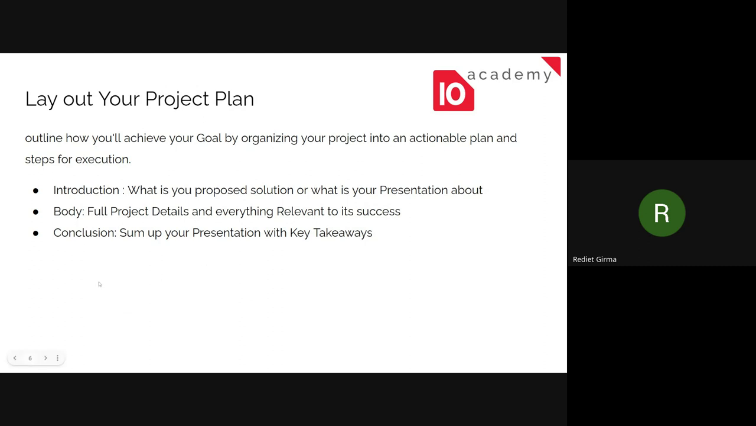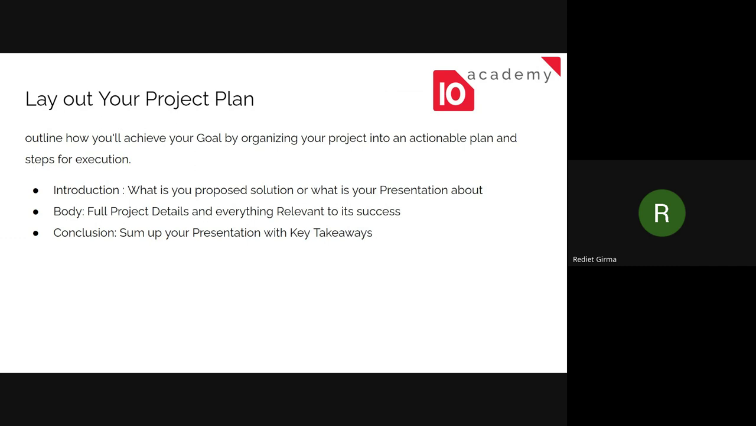Of course, the introduction will contain things like what our presentation is about, what we are going to propose. Because if you're going to mention the problem statement and other things, we're not supposed to put much time on the introduction part. And then there is the body, with the full project details and everything relevant. What challenge do I have? Am I going to have phases in order to achieve my goal, in order to finish my project?